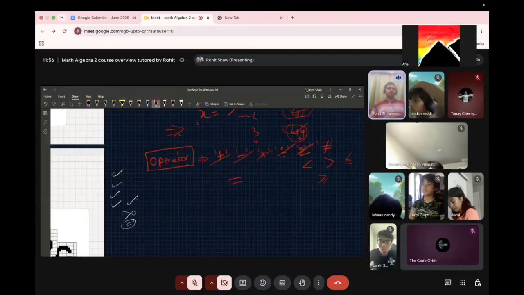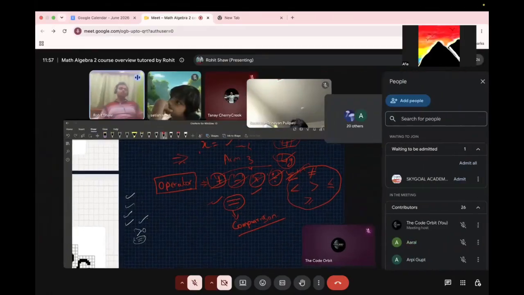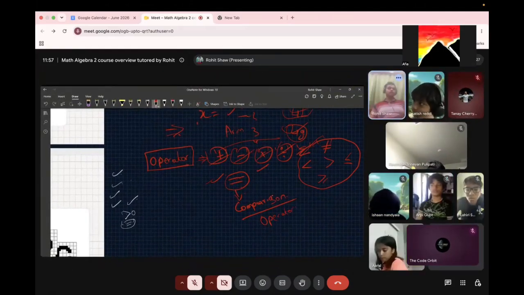This is the equals sign, right? When we put equals, the quantities are equal on either side. So equals is what? It's a comparison operator. Okay, plus, minus, multiply, divide, these are arithmetic operators. There is a name for each kind of operator. These are inequality operators. So equals is a comparison operator.